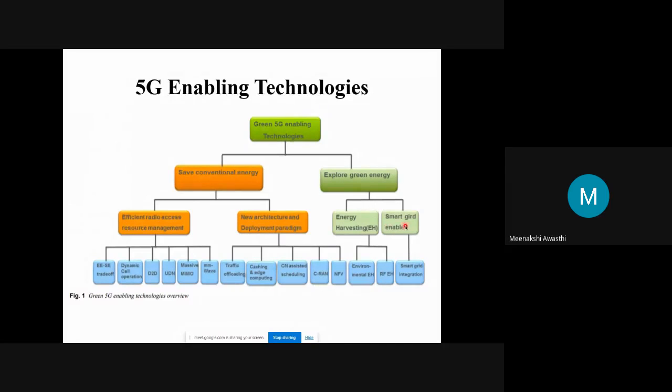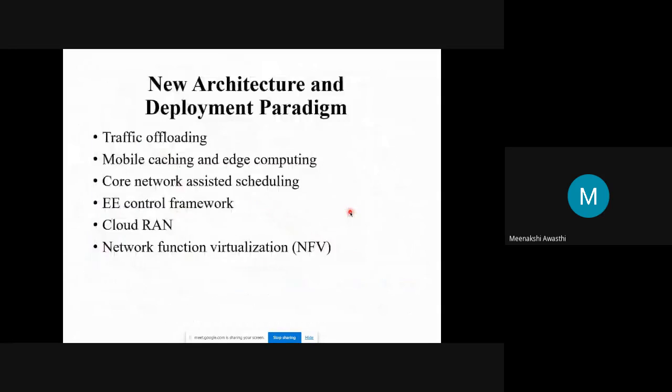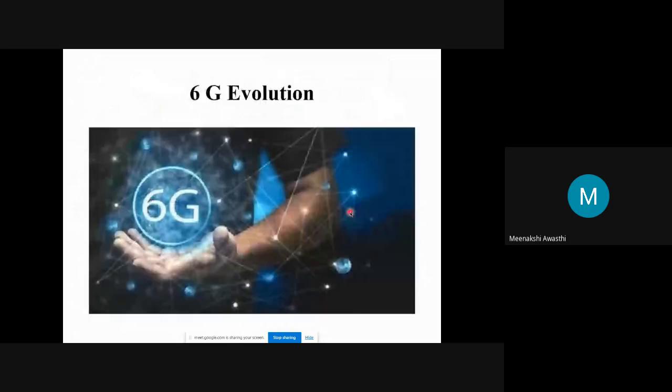The second is the smart grid enabled. With the help of integration of the smart grid, we can also increase the green energy. So you can note it down that energy harvesting is an emerging area of research, and we can start our research in this area. So these are the topics that we have covered for green energy.